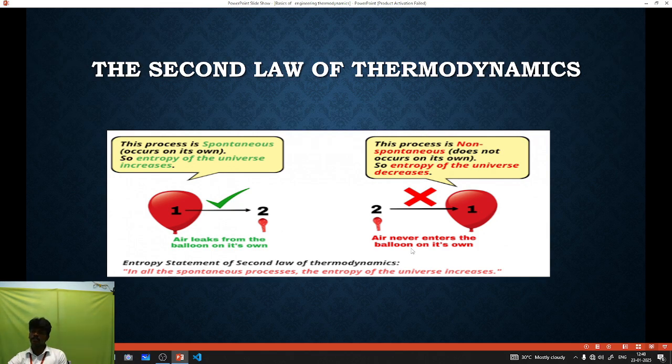Air never enters the balloon on its own. We take an external source to compress the air and induce the air into the balloon. The entropy statement of the second law of thermodynamics: in all spontaneous processes, the entropy of the universe increases.